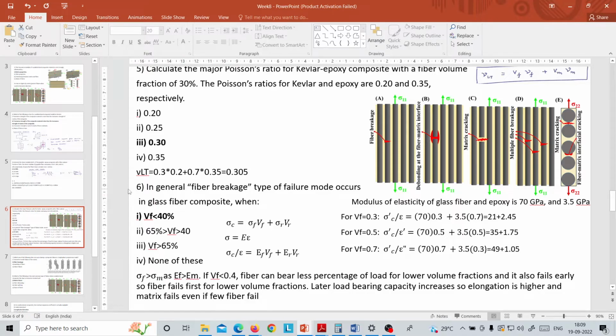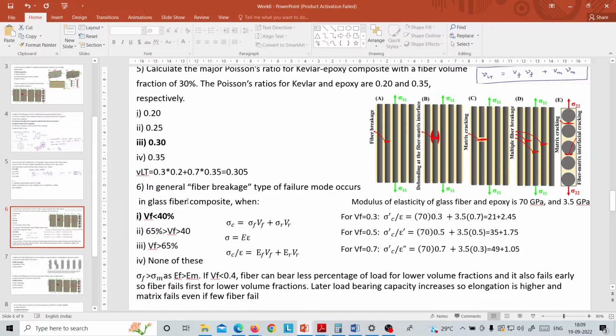So in the next question, they've asked that in general composites, if the volume fraction is less than 40%, then the failure mainly is seen in the case of fiber breakage, but in the rest of the cases, matrix delamination or failures related to the matrix are seen. So why is it so?